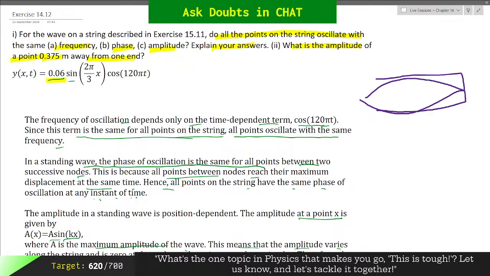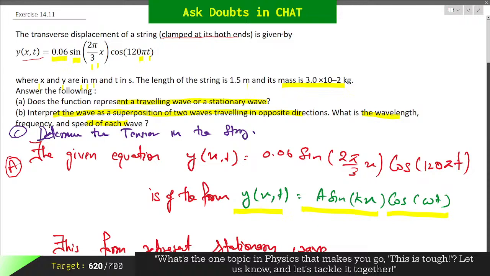So the question says that for a wave on a string described in exercise 15.11, do all the points on the string oscillate with the same frequency, phase, amplitude? Explain your answer. What is the amplitude of a point 0.375 meter away from the one end? This exercise 15.11 resembles the previous version of the book, in which it was termed as the 15th chapter.